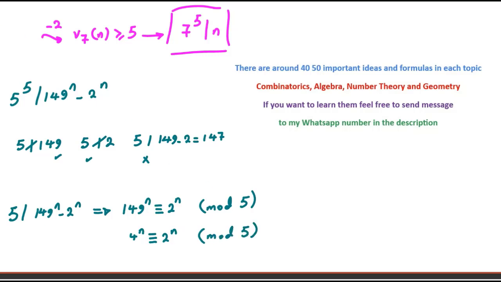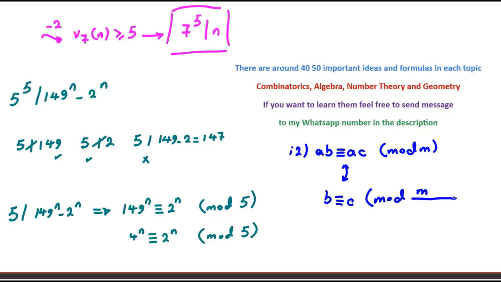Now idea 2, we have a rule in geometry. If AB is congruent to AC mod M, and if we want to divide both sides by A, B is congruent to C, but instead of M, we should write M over GCD of M and A. Okay, as homework 1, try to prove this.